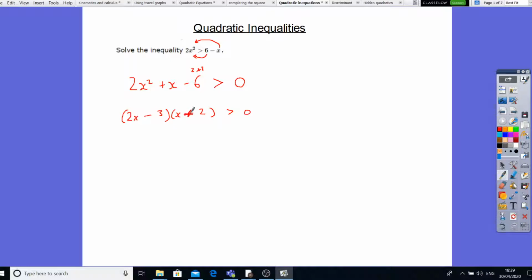Okay, so let's just quickly have a look at this. 2x times x is 2x squared. 2x times 2 is 4x. 4x minus 3x will give me just x, and minus 3 times positive 2 is minus 6. Okay, so that's fully factorized. Again, you can look at one of the factorization videos I've done on the bridging course if you're still struggling with this, to see how to factorize it.